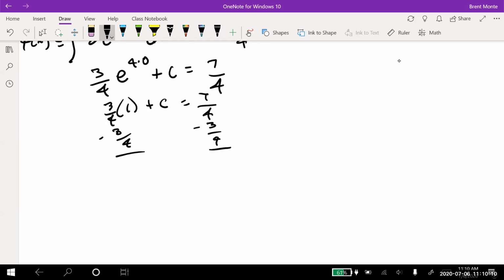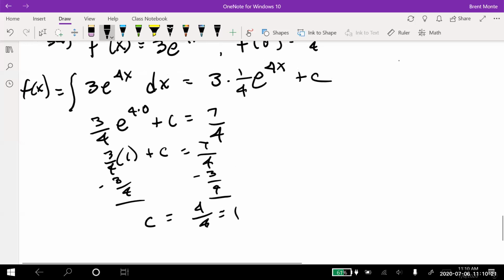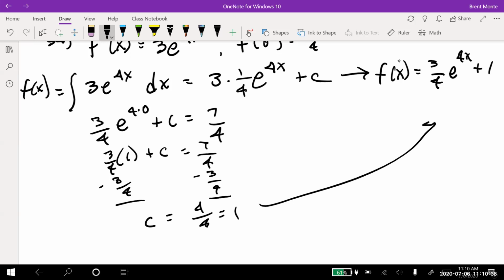And then 7/4 minus 3/4 is 4/4. So I get c equals 4/4, which of course is just 1. And so my function, let's go back up here, it's essentially here. F of x is 3/4 e to the 4x, and then plus 1 from down here. There's my function.